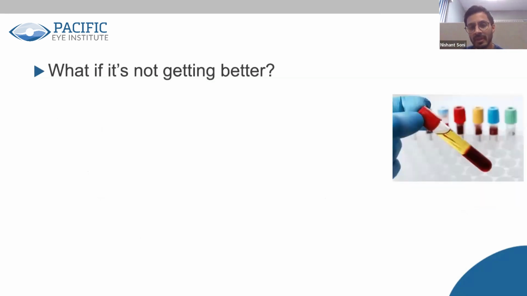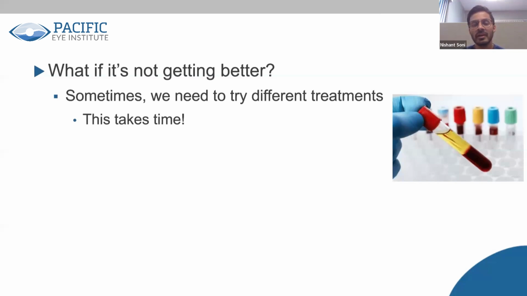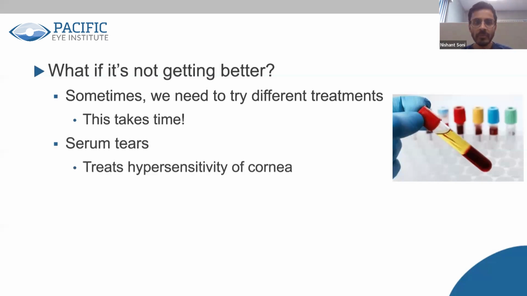So if it's not getting better, there are other treatments that we can use. Sometimes we need to try a lot of different treatments, and sometimes it's just that we need to give it a little bit more time. And this is a process that we'd work on together.